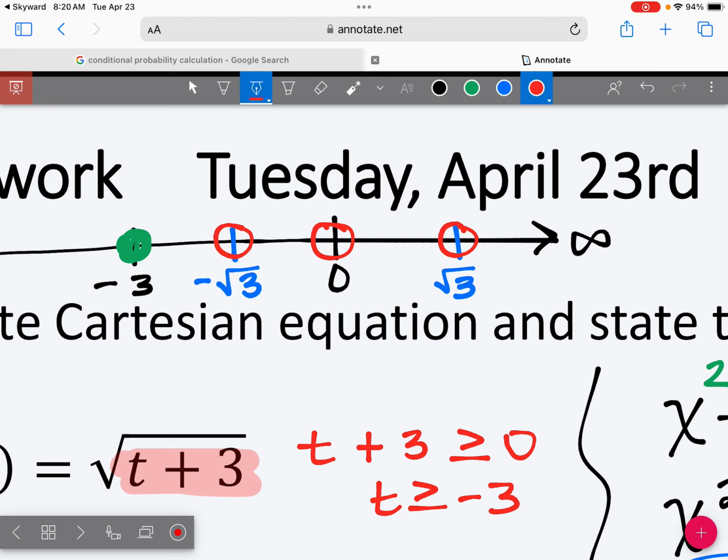So now my domain, the complicated part about this isn't writing the equation, it's stating the domain. Because now my domain is broken into 3 pieces. So this is my first piece. This is the second piece. This is the third piece. And this is the fourth piece.